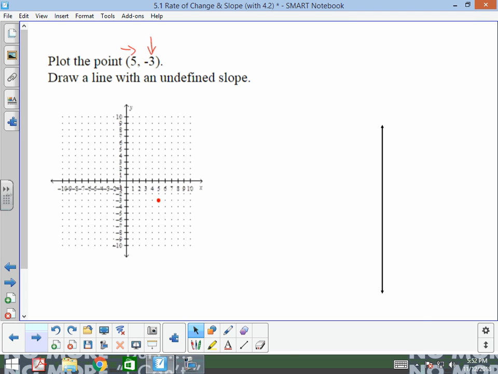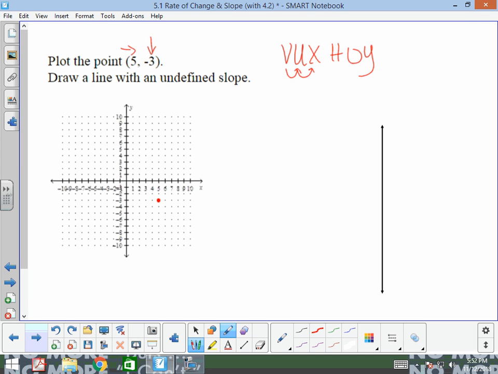So this is, if you remember from Miss Wooten's class, she talked about VUX HOY. V means vertical. Vertical lines have an undefined slope, and their equation starts with the letter X.